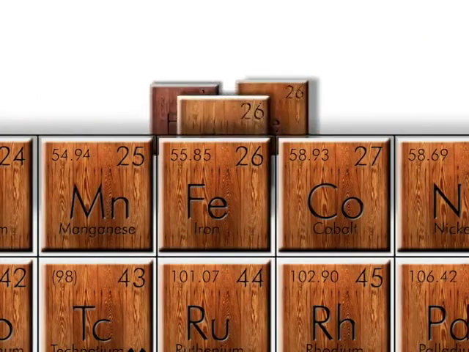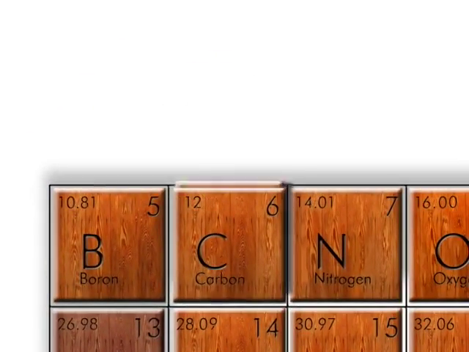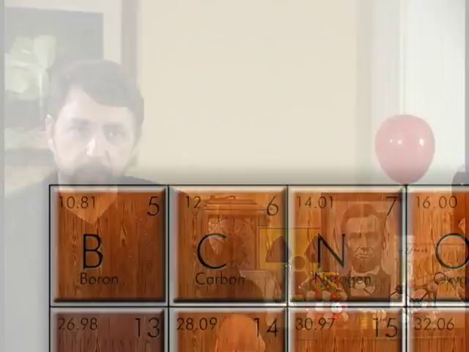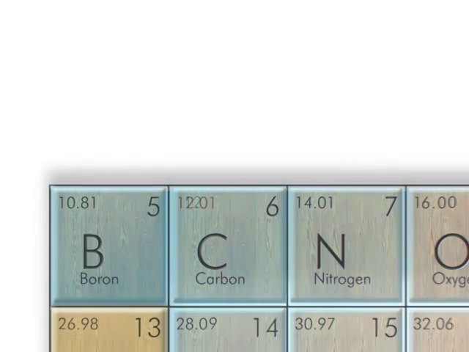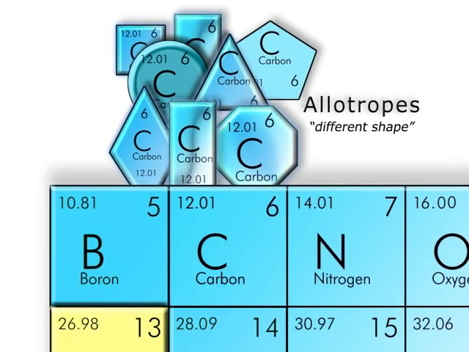As we saw, most elements can come in different varieties, different versions in the same place, called isotopes. Amazingly, some elements can arrange their molecules in different shapes, and those different shapes will produce very different results. The same atom in a different shape can completely change the characteristics of those elements. These different shapes are called allotropes, which means different shape.